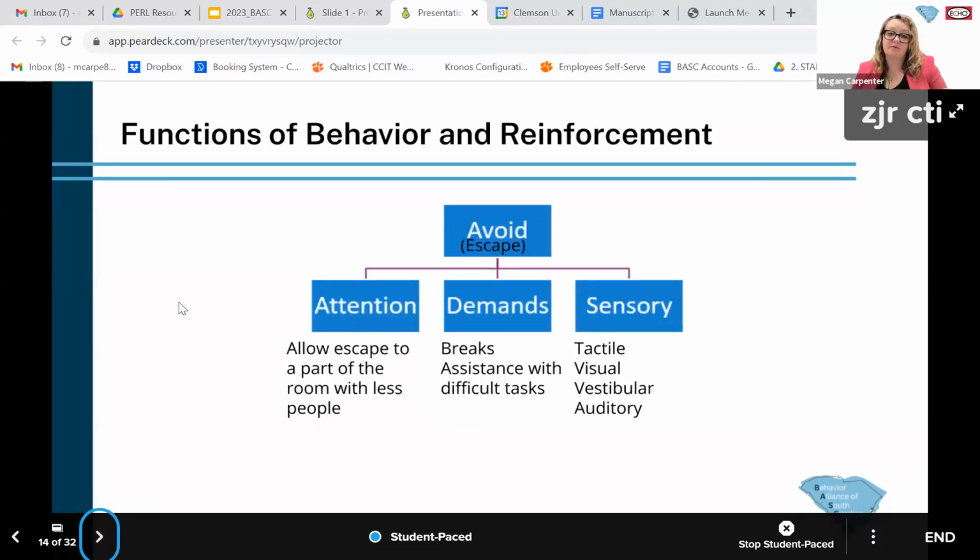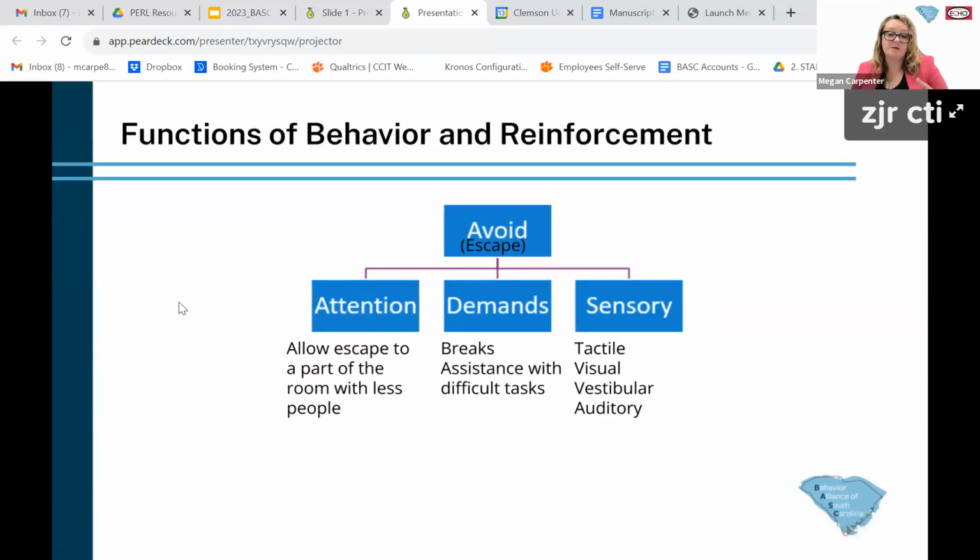We can also match our reinforcement when a student engages in escape behaviors to escape or avoid situations such as attention. So we can allow that student to escape to a part of the room where there's less people when they ask appropriately or engage in the contextually desired behavior. If a student is trying to avoid their task, their work, we can provide assistance with difficult tasks to make that demand less, or we can build in breaks or have the student learn to ask appropriately for breaks and honor those requests.